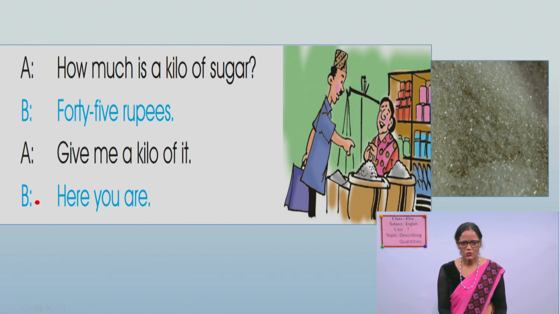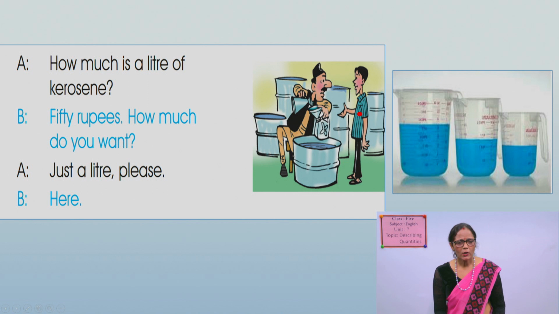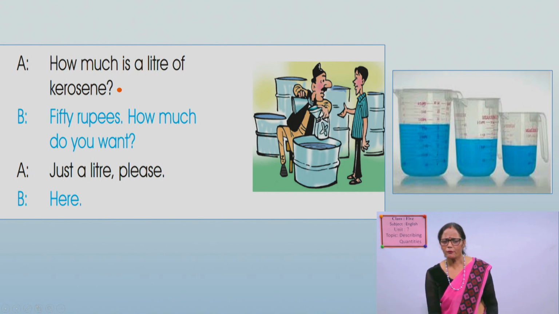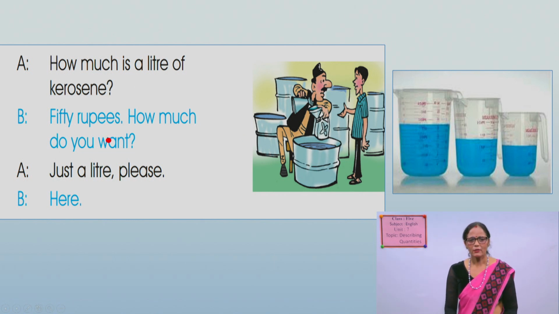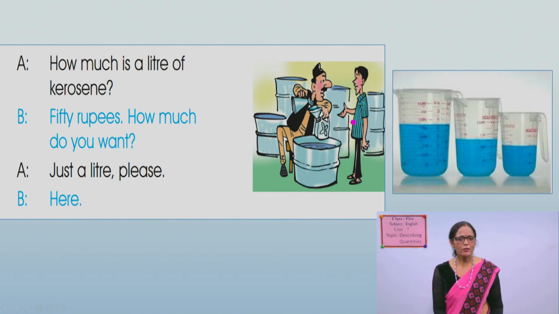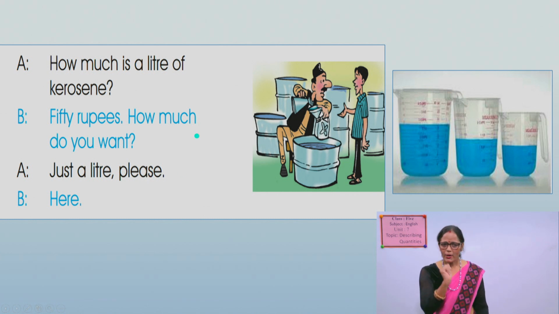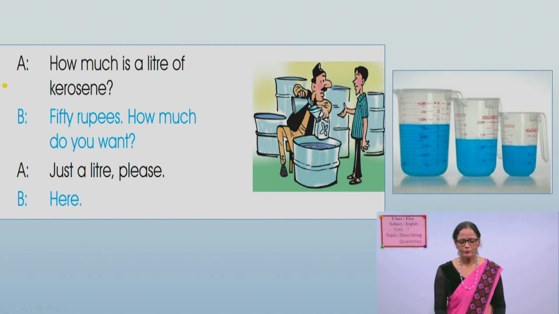Then she gives it. Why does this boy come to the shop? Yes, he is in the shop for kerosene. He sells kerosene. So the boy at first asks for the price of kerosene. How much is a liter of kerosene? Yes, you are right, 50 rupees. Then how much kerosene does the boy want? Just a liter. He wants to buy just a liter of kerosene. Okay.